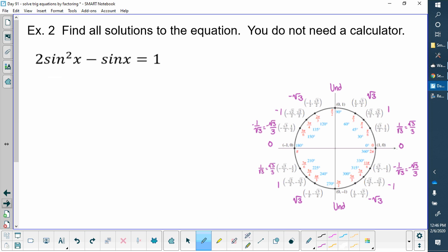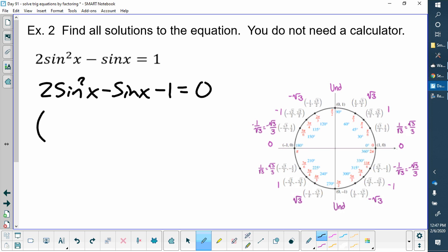Example 2. All right, this one is going to be something that I'm going to factor here. It's kind of a dead giveaway that I factor when I see a sine squared and a sine. I'm not going to be able to use a square root, that would mess things up. So I'm going to go ahead and get everything to one side. So I'll say 2 sine squared of x minus sine of x minus 1 equals 0. Now I'm going to go ahead and set up my binomials.